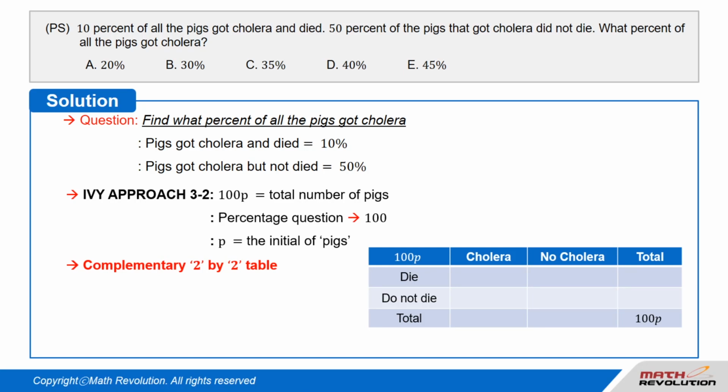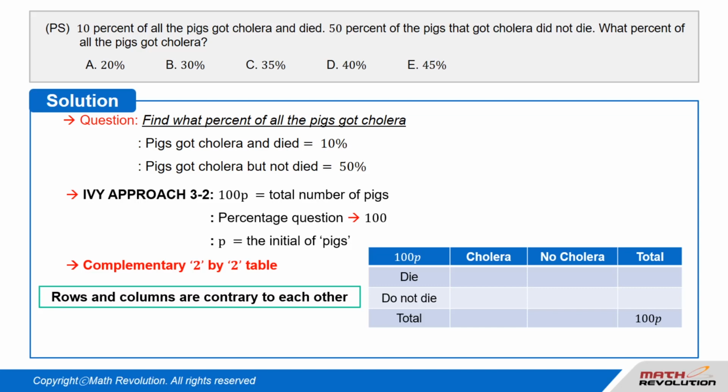We will make the columns and rows as shown below. In the columns, we have cholera, no cholera, and total. In rows, we have die, do not die, and total. And overall total is 100 times P.